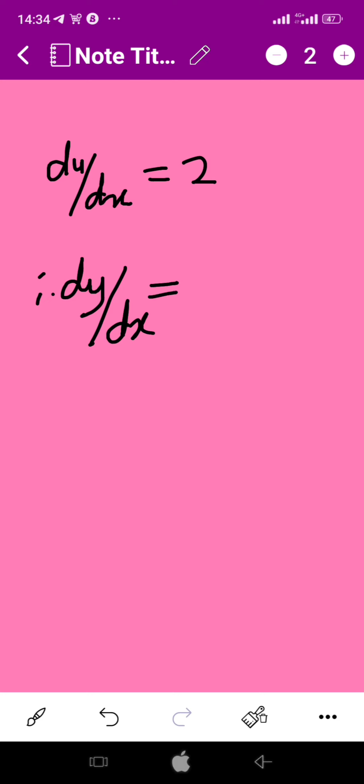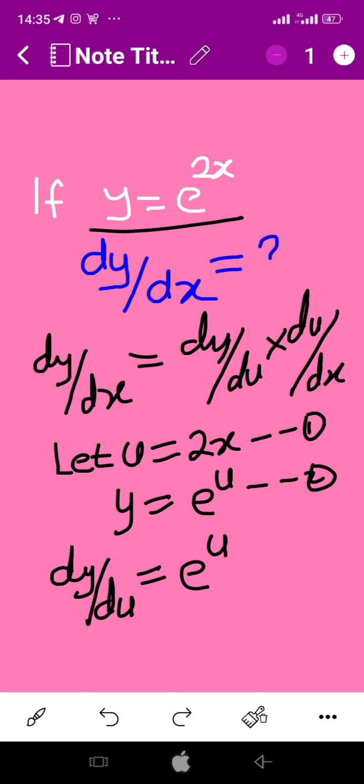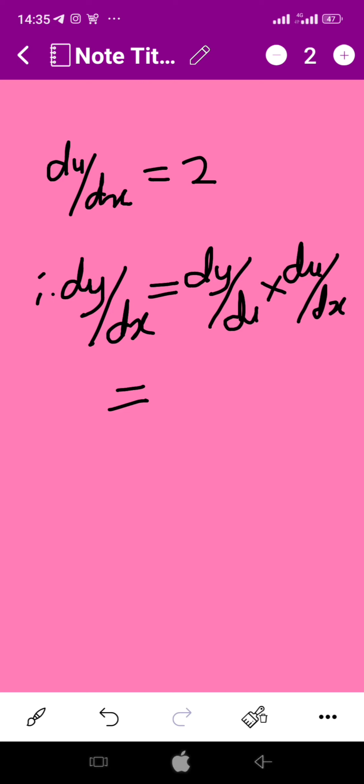dy/dx equals, I'm restating the formula, dy/du times du/dx. Now what is our dy/du? Let's go back to the page. dy/du is e raised to power u. Therefore, we have it here as e raised to power u, then times du/dx, which we have just determined as 2. Now let's multiply e raised to power u by 2. We have 2 e raised to power u.